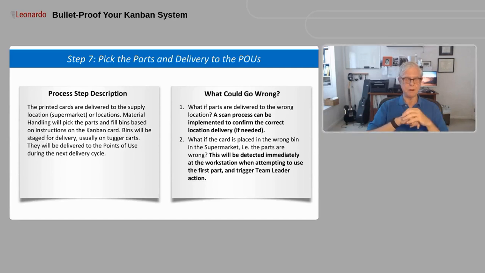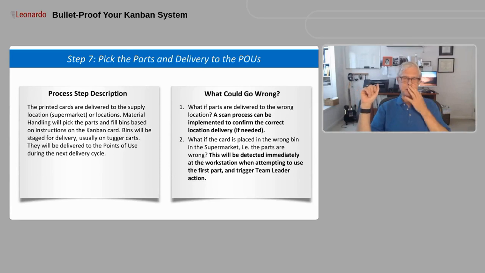Look at the Kanban card. What do we need to do? What are the quantities? Hopefully the filling process is efficient. You don't have to count parts. You just fill the bin. But whatever the instruction is on the card, bins will then be staged, ready for delivery. And then at some point, the material handler will get on the tugger and drive away with some wagons behind with those parts and start another delivery cycle.